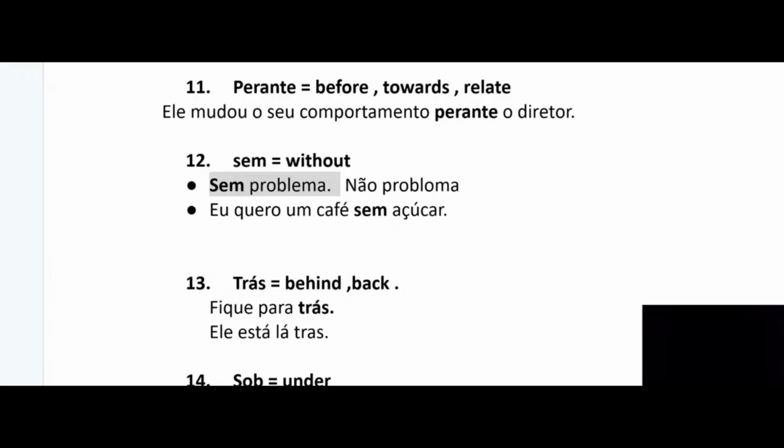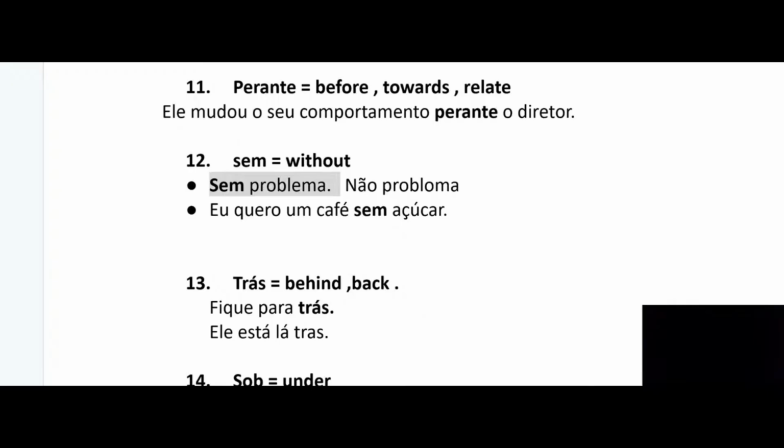I want a coffee without sugar. So if you want a coffee without sugar, then you say eu quero café sem açúcar. Maybe I want a tea. Eu quero chá sem leite. I want a tea without milk. Okay. So that's how it goes. Let's move on to the next one.